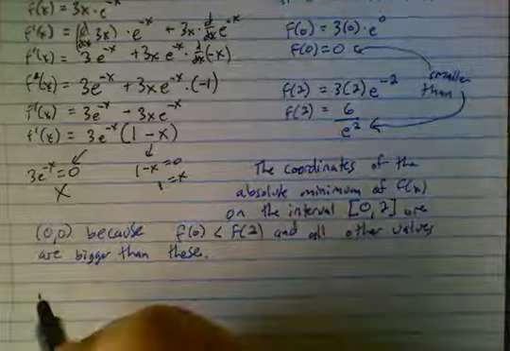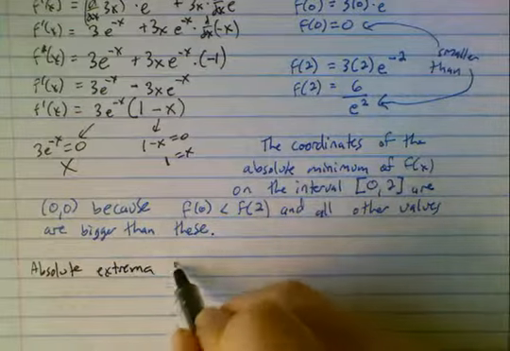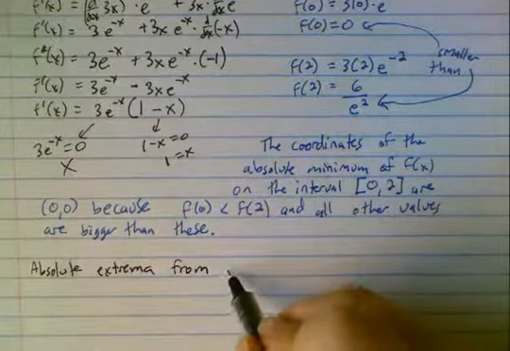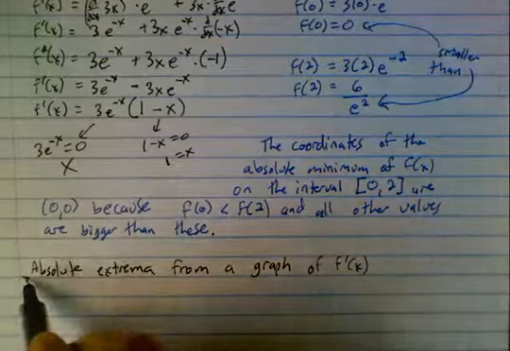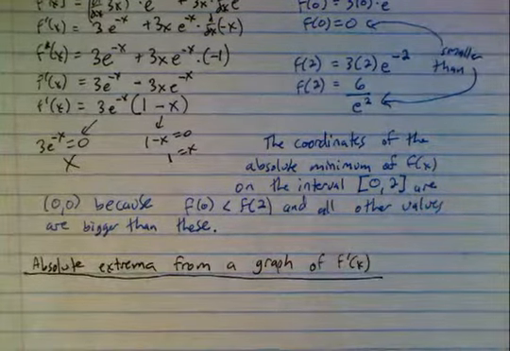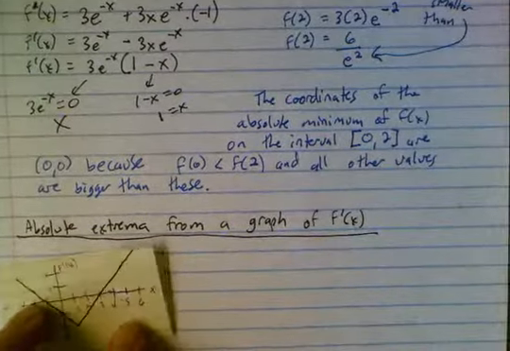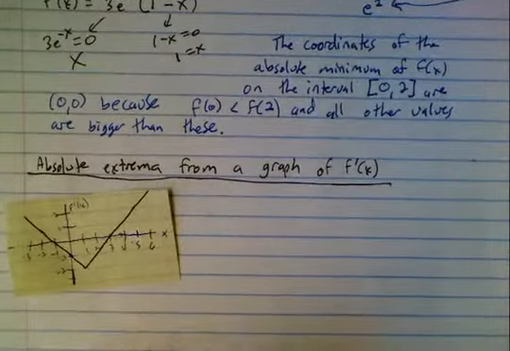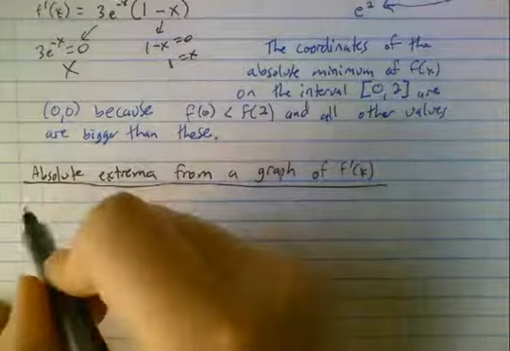We can also find absolute extrema from a graph of f prime. Let's say we have a little graph right here. But to be able to do this, we first have to be able to find the value of any value of f of x if we have a graph of f prime of x and an initial condition. So first, let's go ahead and refresh that.